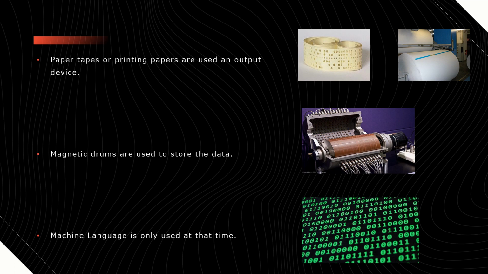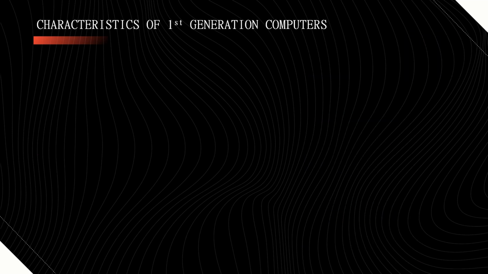Why? Because the machine language includes only the binary digits, zeros and ones. So that it is a critical task to write the program for the user. But this generation computer can easily run the program. Why? Because already we know that computer can understand only the machine code, that is the combination of zeros and ones. Now we will see some of the characteristics of first generation computers.